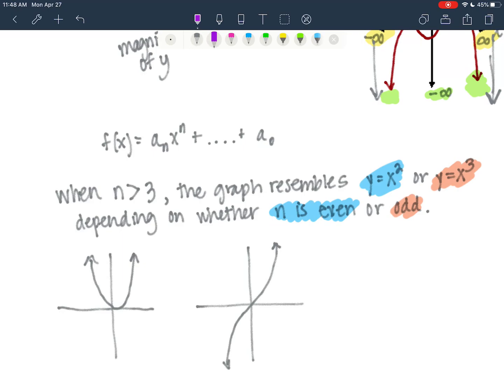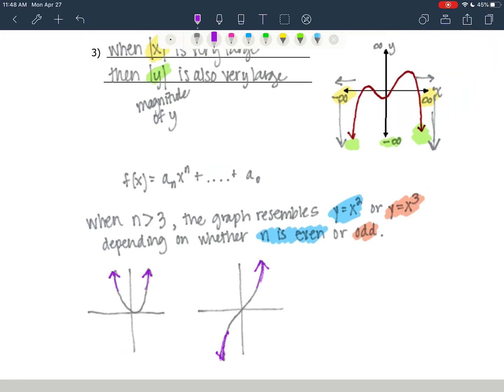So notice how our ends are kind of working together. They're doing the same thing on x squared. However, on x cubed, they're not. And you might remember this from another algebra class where we talked about the ends doing the same thing, ends doing different things. Both rise, both fall, one rises, one falls. So we'll be talking about those two.